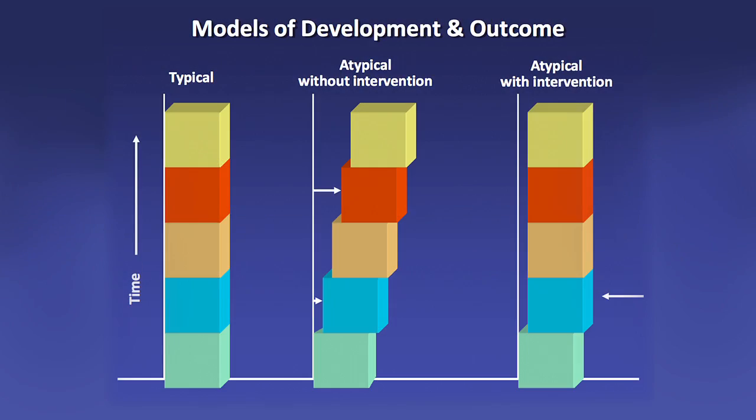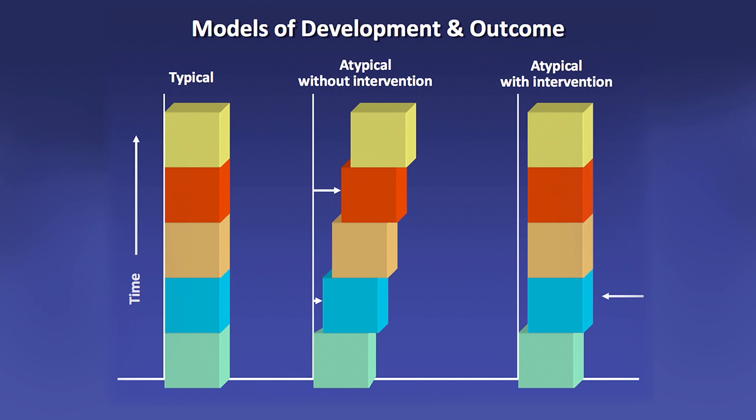So this is my very crude model of development, where you can think of development as occurring vertically, like one block building on another block. In typical development, there's a sturdy foundation, the blocks build upon each other, and they're steady, it's not tipsy. In atypical development, you may see even a slight change early on that may really affect development later on. It may be a pivotal skill that really cascades into other areas of development.